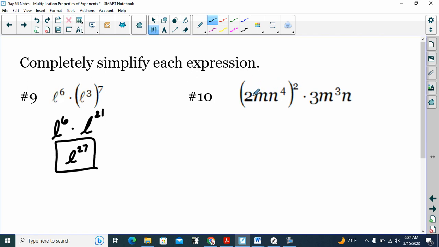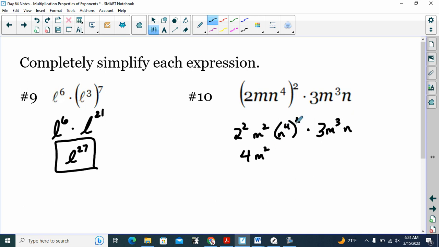All I'm doing inside here is multiplying. When that's the case, I can distribute this to the second. So I need to raise each thing to the second. So I'm going to raise 2 to the second, m to the second, and n to the fourth to the second. I am distributing that to the second, to each of the things. I'm going to recopy this part here. 2 to the second, that means 2 times 2, it's 4. M to the second, I can't do anything with.